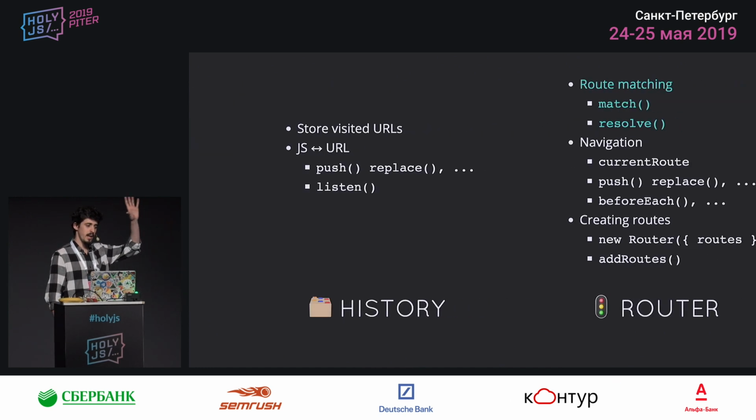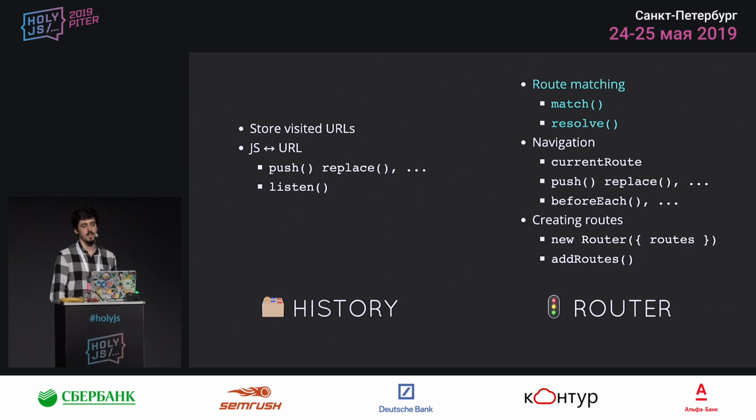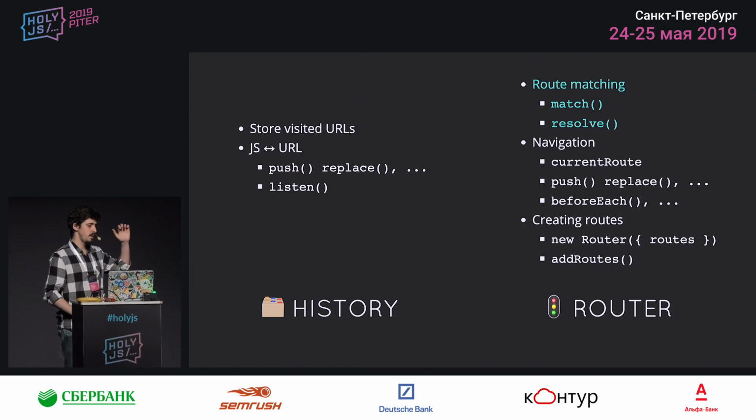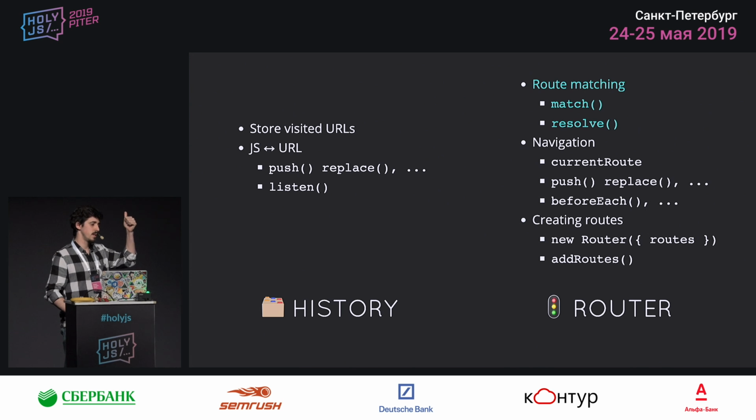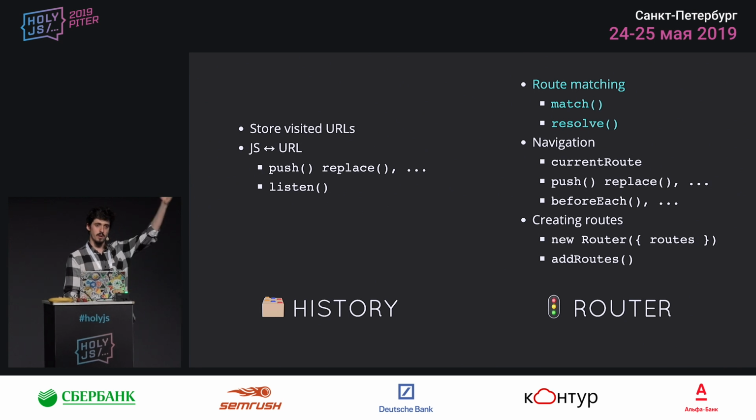So let's look again at the responsibilities we were talking about before. We have the history, which is supposed to store visitor URLs and handle the communication between the JavaScript and the actual URL, the location we are at. And then we have the router with all of these things. So it's funny because the history only has a little bit, but yet it's the most complex part.